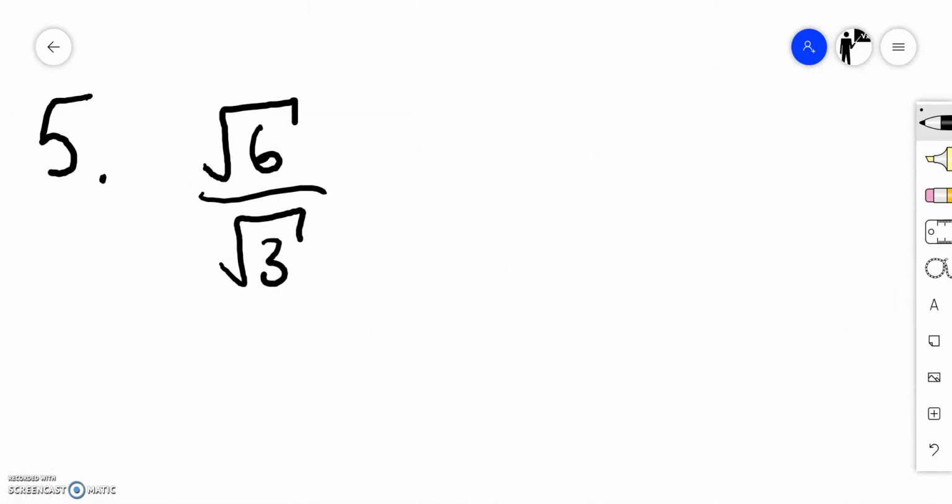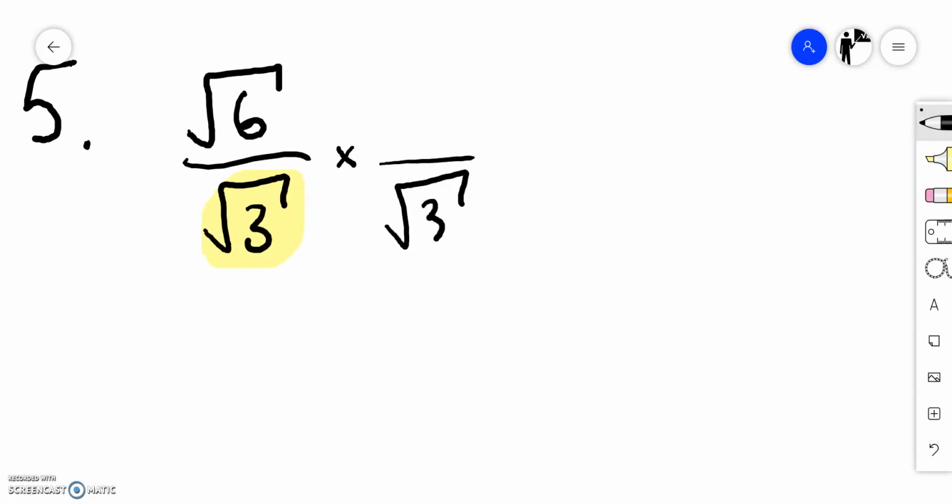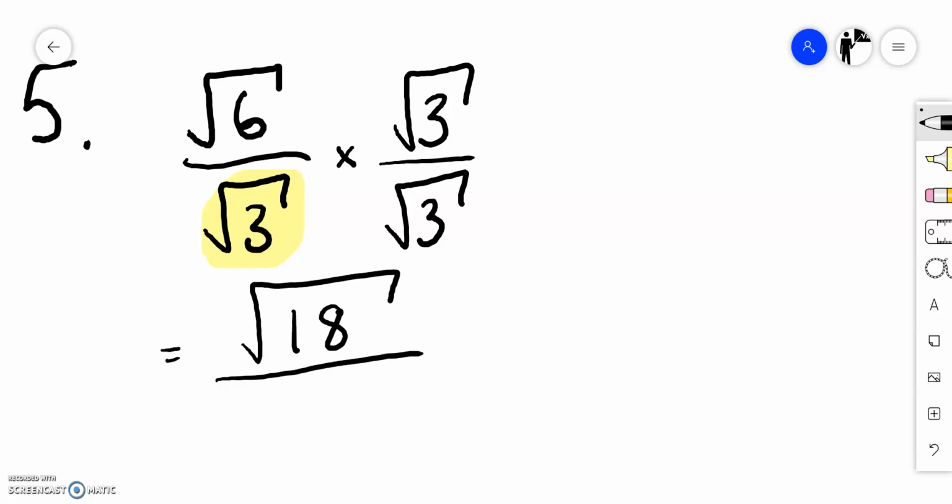Root 6 over root 3. This is our first example where we've got a surd on the numerator and the denominator. Right, let's see, what do we have to do here? Well, we don't want to have a surd on the denominator. So I don't want this root 3 to be here. So I need to try and eliminate it. So I'm going to multiply numerator and denominator by root 3. And as long as I do the same to the numerator and denominator, it's still going to be equivalent. So on the numerator, I've got root 6 multiplied by root 3, so I can combine those. That's going to be root 18. Root 3 times root 3, that's just 3.